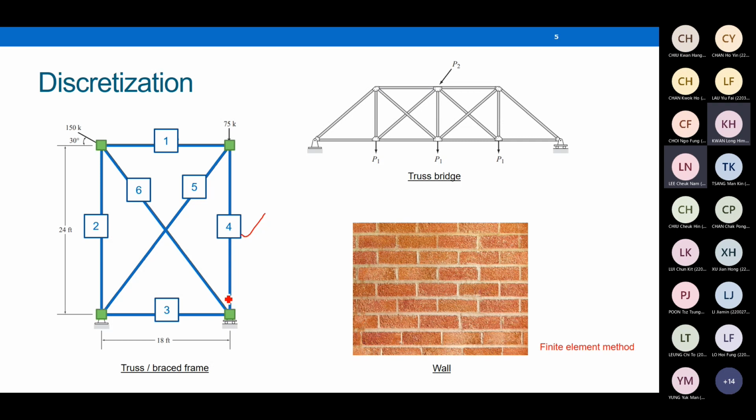6 members. You can imagine that if you have a second story, then you can do the same approach, right? Discretize the second story into n elements as well. This is called discretizations. This idea can also be applied to a truss bridge. Discretize the structure into n elements.